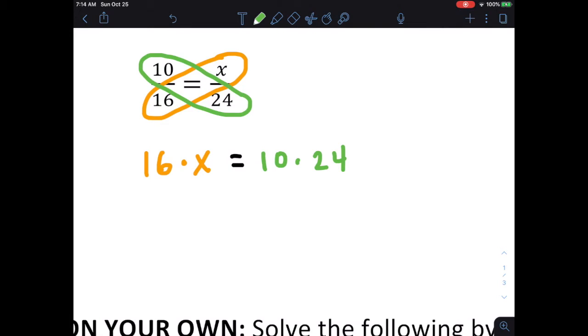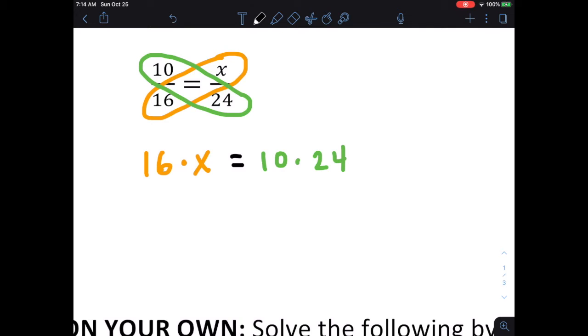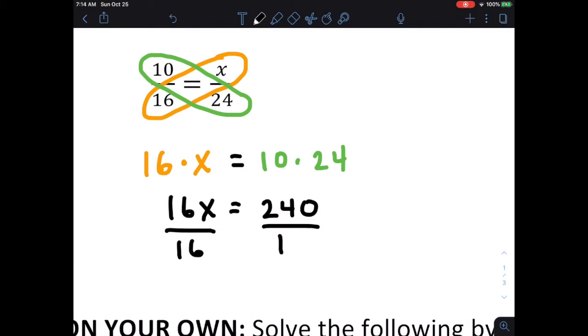I use the different colors to coordinate and show you which ones go together. Now we can simplify this, and 16 times x is just 16x. And then 10 times 24 is 240. Now we just have a one-step equation where we divide by 16, and x is equal to 15. So it's as simple as multiplying a numerator by a denominator, which turns it into an equation, and then we just have to solve that equation.